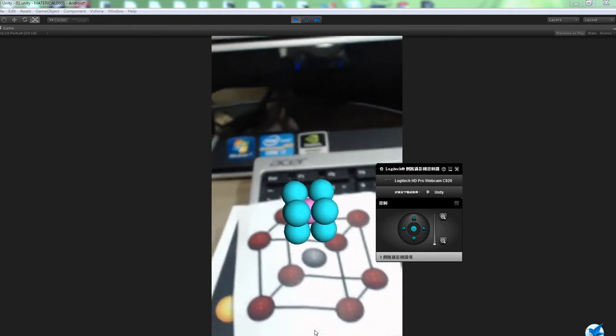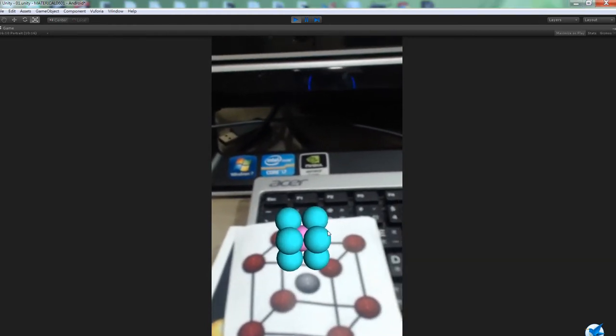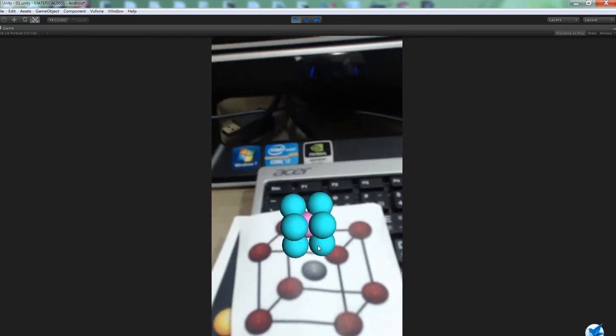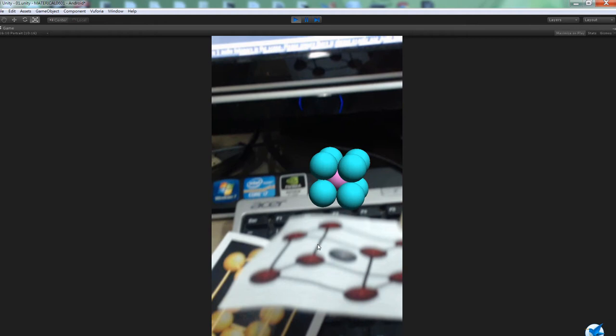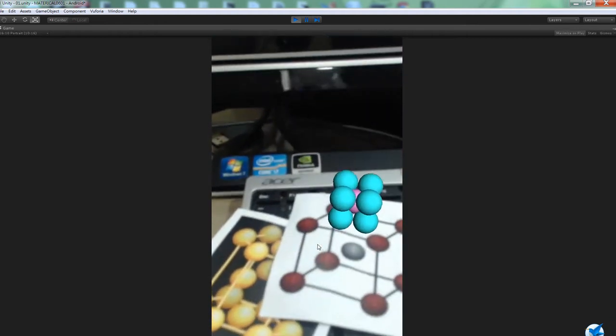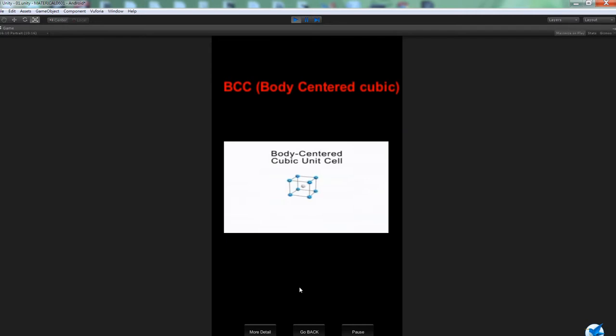Body-centered cubic unit cell. The body-centered cubic unit cell is a cube, all sides of the same length and all faces perpendicular to each other, with an atom at each corner of the unit cell and an atom in the center of the unit cell. The body-centered cubic unit cell has a particle at each corner and one in the center, which is colored pink to make it easier to see.